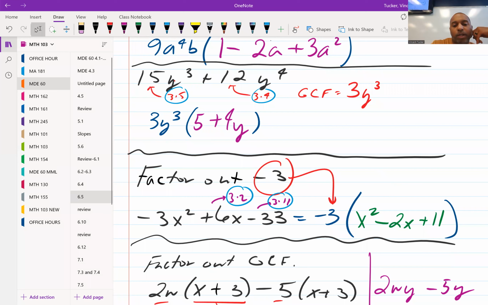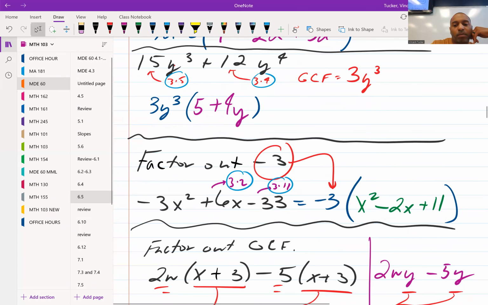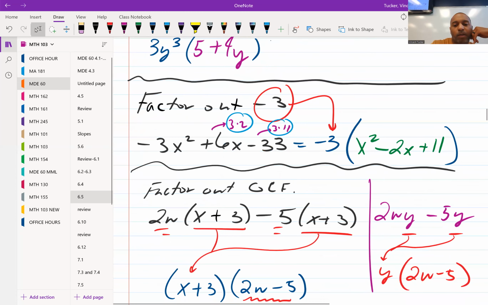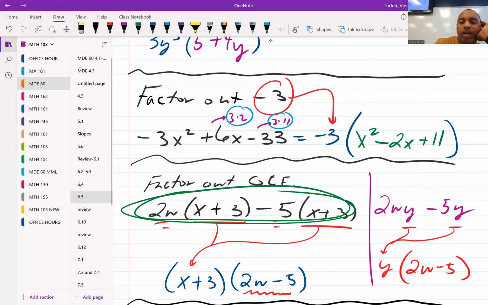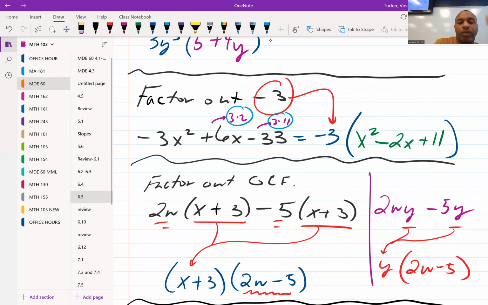Questions before we go to the next part? All right. So in black is our original expression that they want us to factor. I just want to make sure we're clear on what's going on here. We have 2w times x plus 3 minus 5 times x plus 3. Now what's in common is the x plus 3.